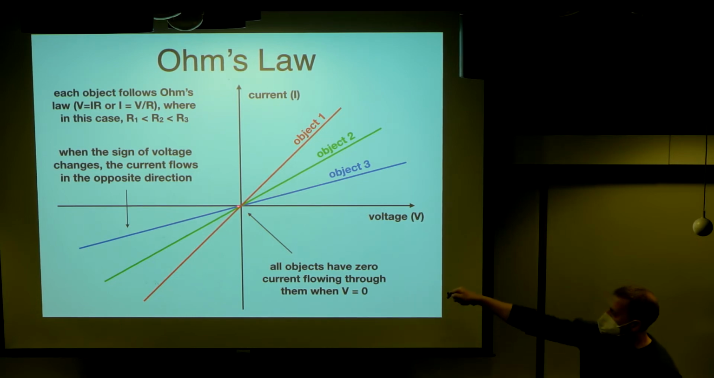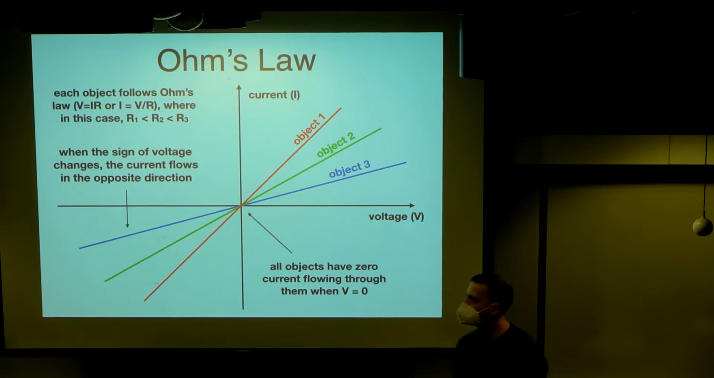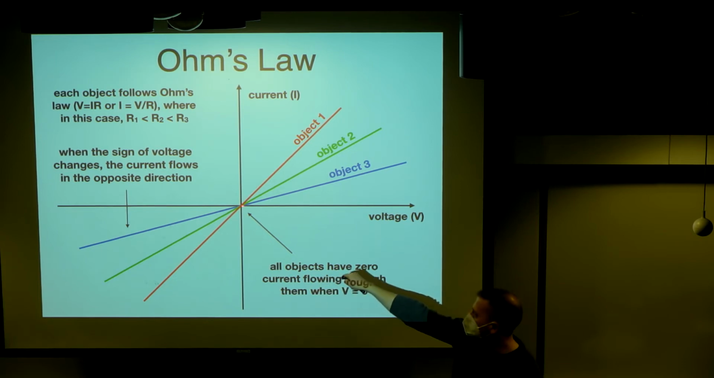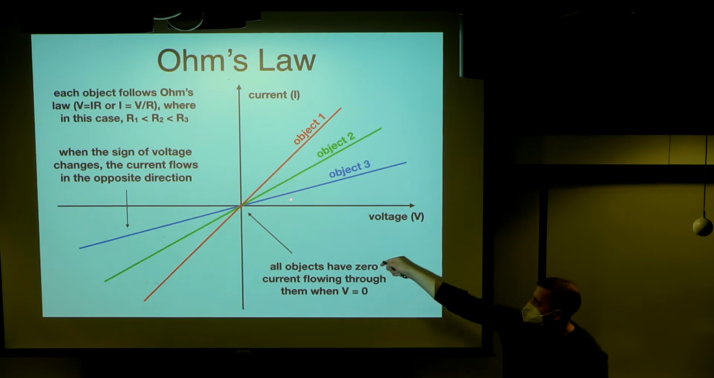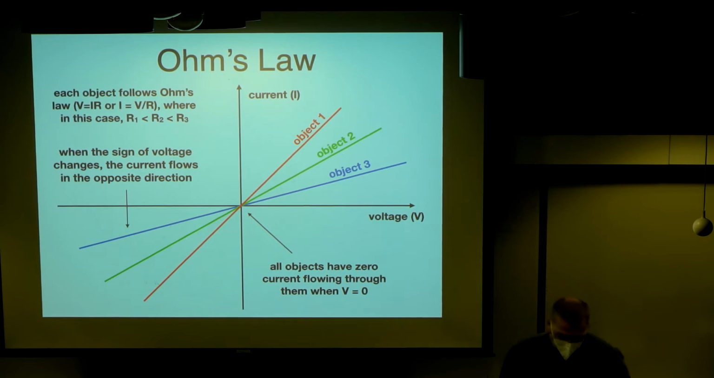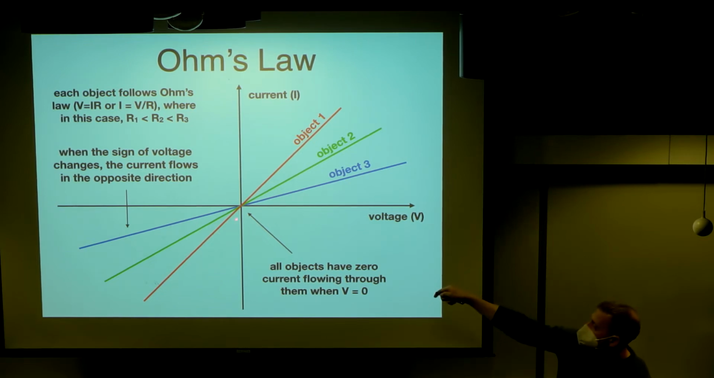So for any object, regardless of what you choose to put as your test object, if you apply no voltage, you're not going to get any current. So every one of these lines passes through the origin. And as you apply more voltage, you end up getting more current out. Okay? And if there's a direct proportionality, then all of these are straight lines. Does that make sense? But in this case, we see they have different R constants, because not all of these lines have the same exact slope, in other words.